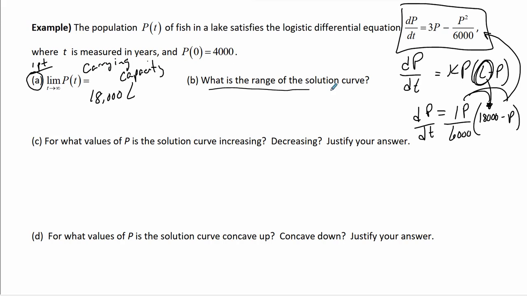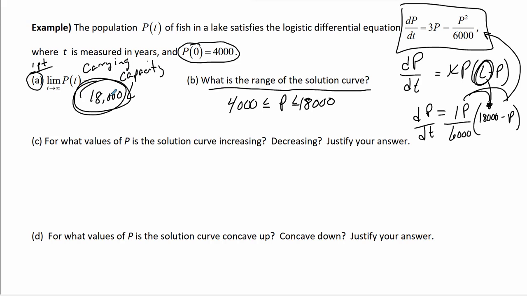So then, what's the range of the solution curve? Well, if the initial value right here at year 0 is 4,000, then it goes from 4,000 up to 18,000. So it could go from 4,000 to 18,000. It can't go more than 18,000 because that is the carrying capacity. It will not allow for any more than 18,000. Okay? All right. Those are pretty simple. You just have to make sure it's in this format. And once you're in this format, it tells you a whole bunch.